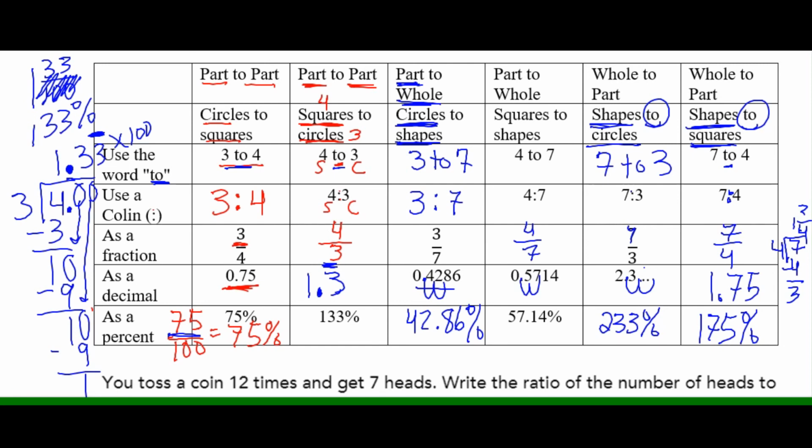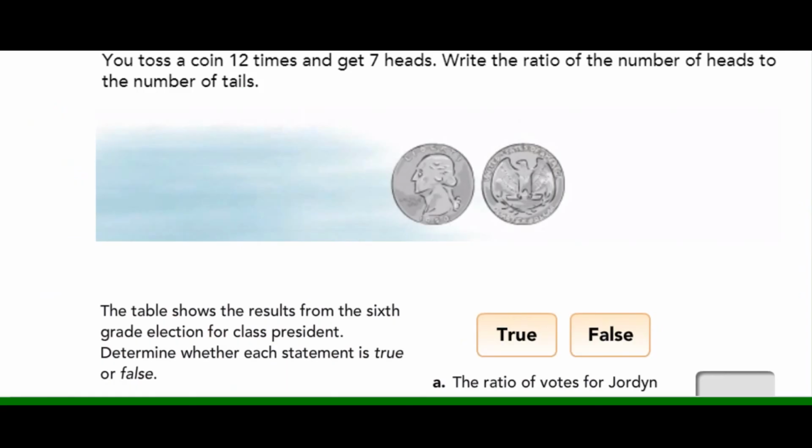And we're going to look at an example. So we're still on page number 45. You toss a coin 12 times to get 7 heads. Write a ratio of the number of heads to the number of tails. The main thing to keep in mind here is that order is important. So it says write the ratio of the number of heads to the number of tails.